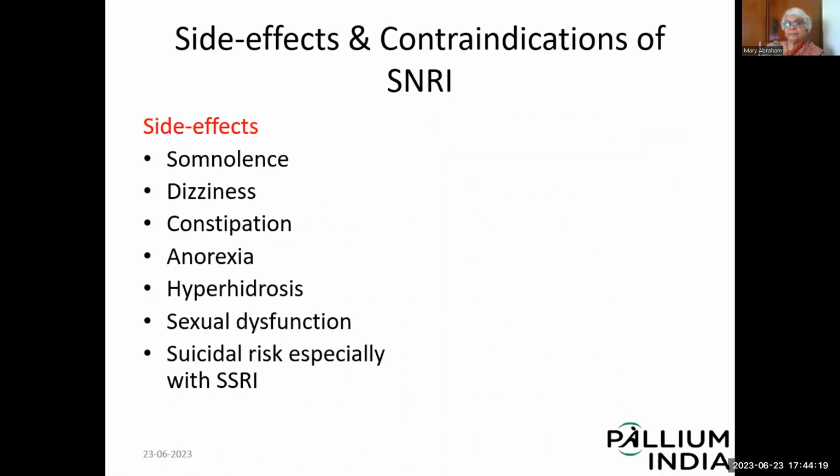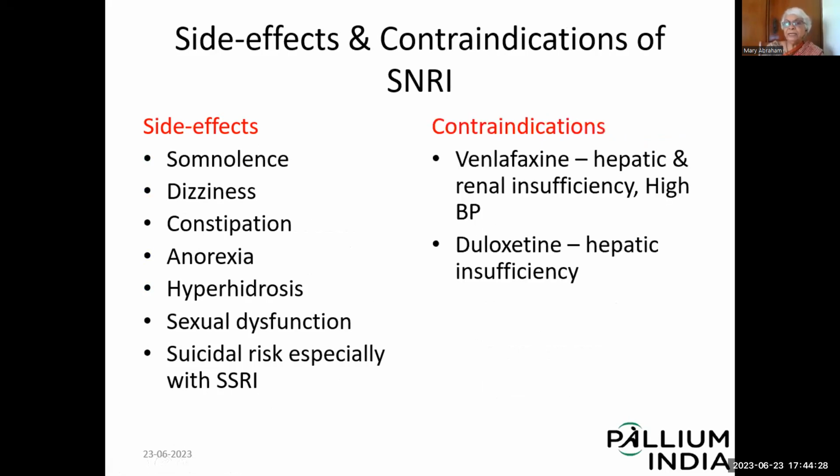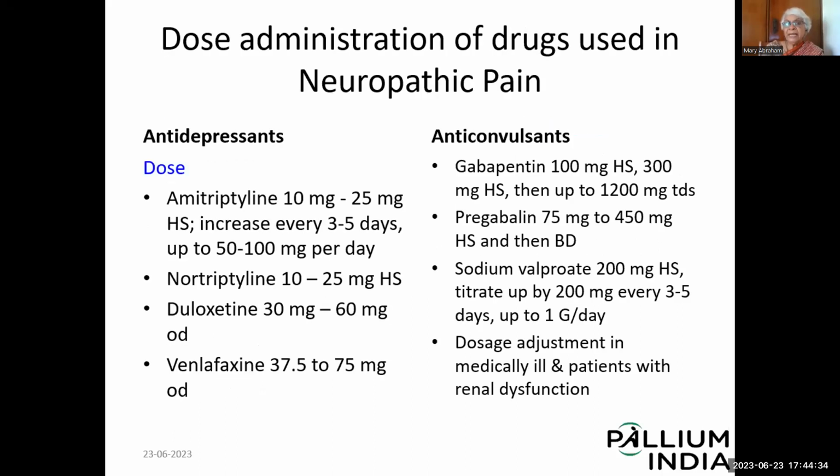It's contraindicated. Now, if you look at the SNRI, again, the side effects are more or less the same: somnolence, dizziness, constipation, anorexia. So we have to be very careful in patients with hepatic or renal insufficiency. And the doses are given over here. Amitriptyline, when you're giving, you start with a dose of 10 mg, give it at night. Okay? And increase it every 3 to 5 days till you get the optimal level of 50 milligrams or 100 milligrams. Nortriptyline, same dose. Venlafaxine, duloxetine. Duloxetine, you can start with 20 to 30 mg and then move on. And venlafaxine, start with 37.5 and move on.